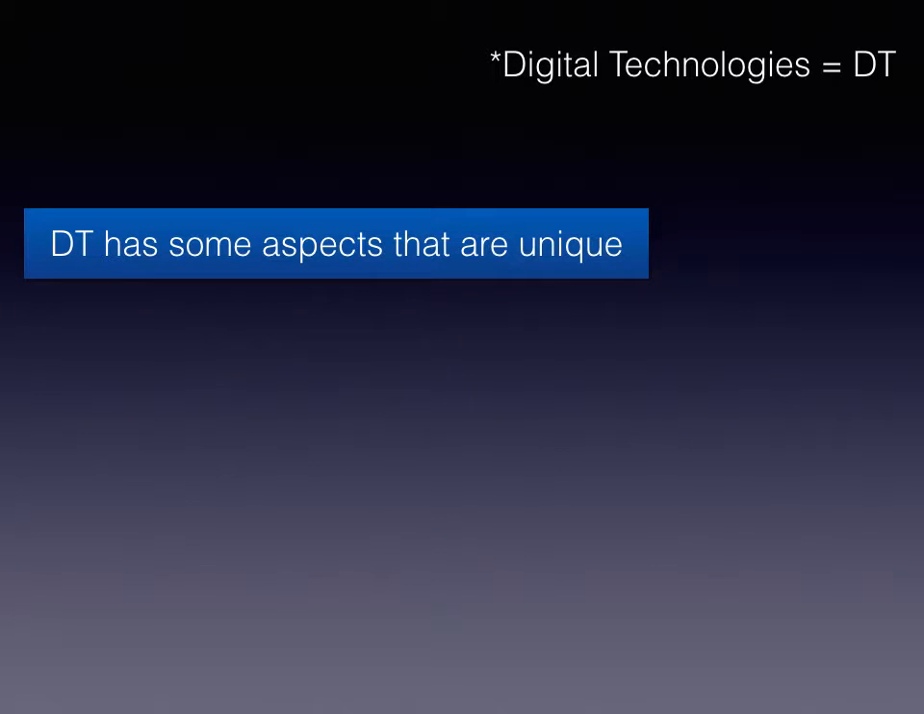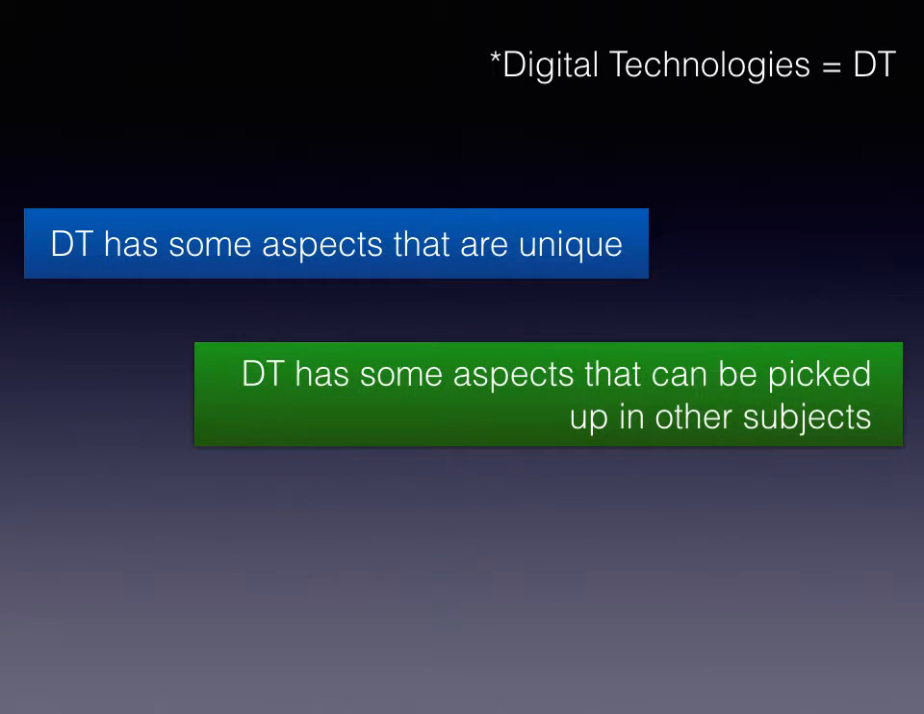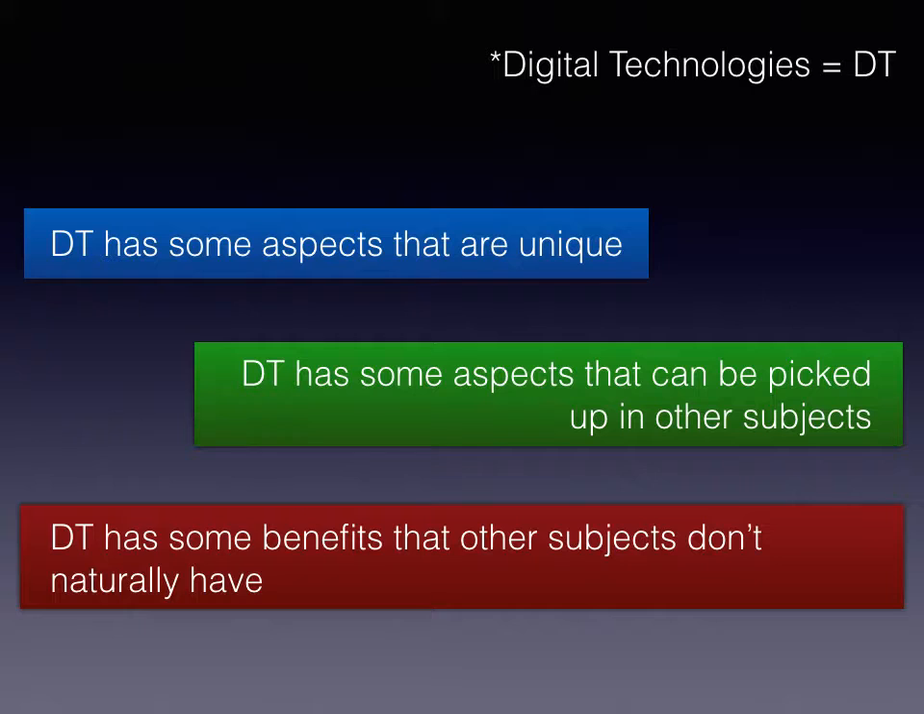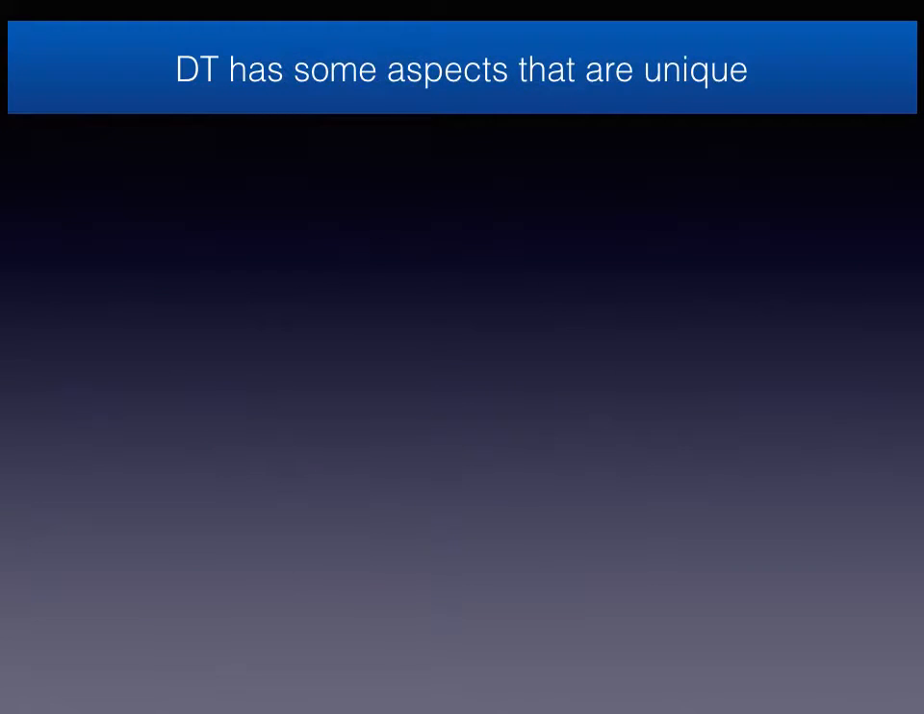Then we talked about three elements of digital technologies, and they were that some aspects are unique, that we can pick them up in other subjects, which is that middle part, the data and information, and there's some benefits in digital technologies that other subjects may not have. So then we looked at each one of those areas.